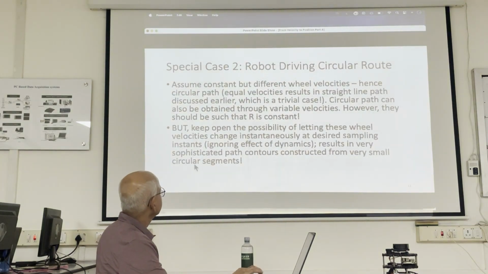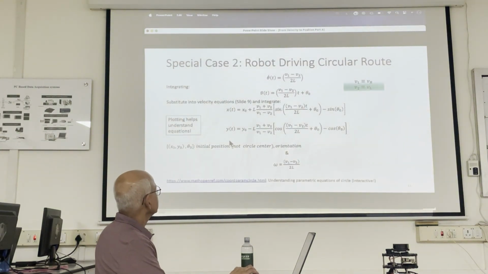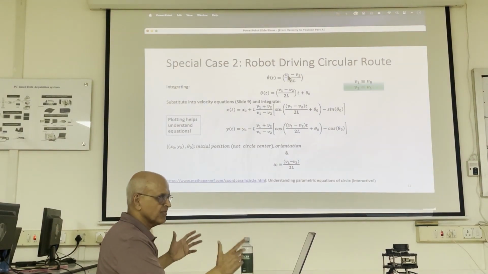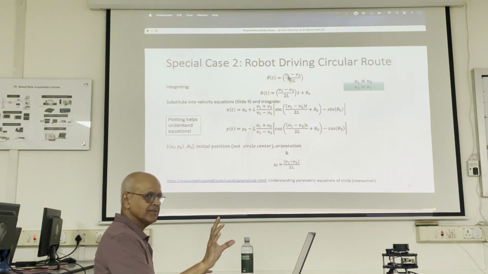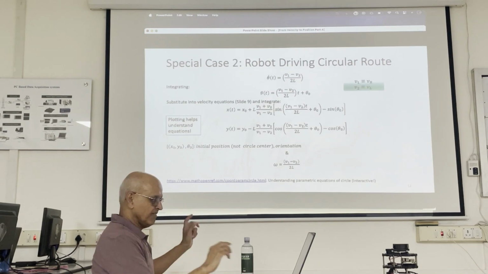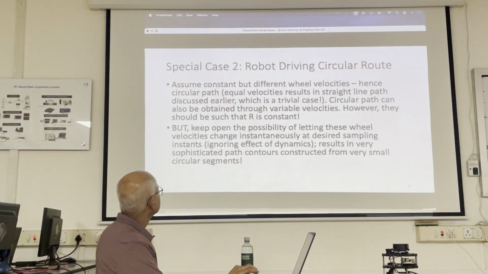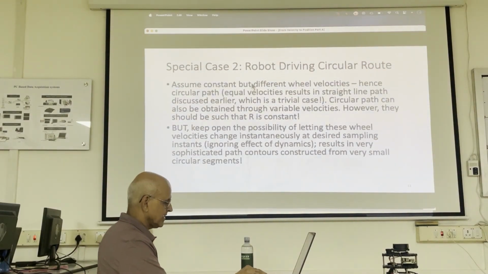So assume constant but different wheel velocities, hence a circular path. Equal velocities we've already considered, we don't go back to that. Forget that, that's a special case. So let's get to the equations. Theta dot of t is equal to v1 minus v2. Remember now, v1 and v2 are constants but not equal. We stipulated constant but different, and that's what we're doing here.